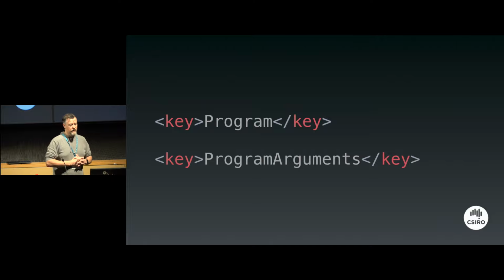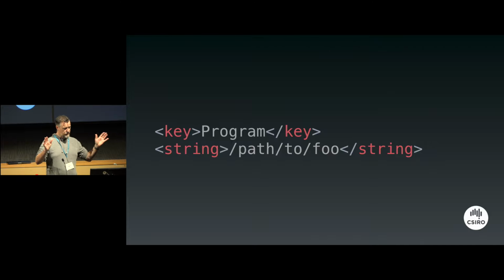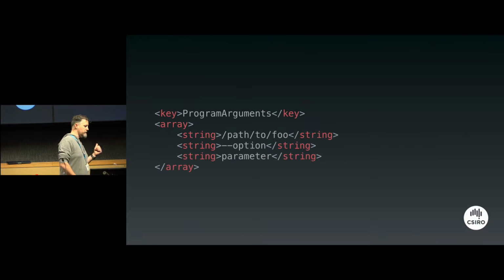You need something to run. There are two keys that can do that, Program and ProgramArguments. Program is literally just the path to the program you want to run, and that's all you have to put in. LaunchD will happily run whatever that is. If you want to supply arguments to it, you can have the Program key and the ProgramArguments key, or you can just have the ProgramArguments key.